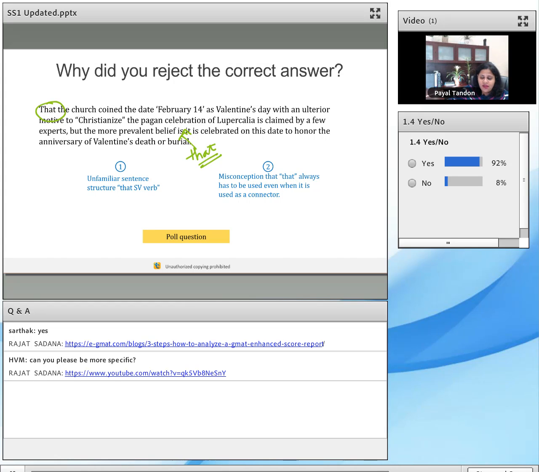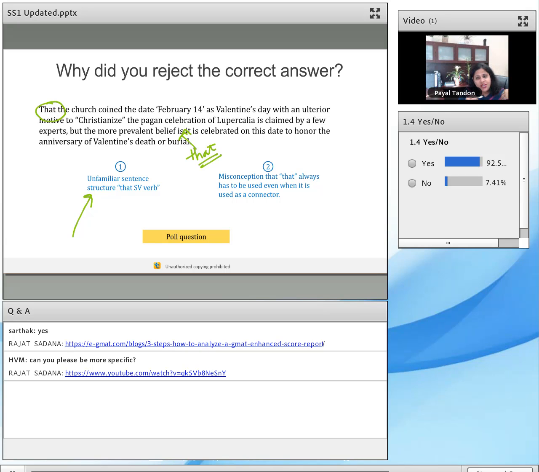So when you figure this out, you need to make a note of this sentence structure. This is the unfamiliar sentence structure. Most of you rejected the choice because of this reason. So you just make a note of that in your notes that I need to be conscious about such sentence structures. These are correct. I shouldn't really reject answer choices just based on an unfamiliar sentence structure.